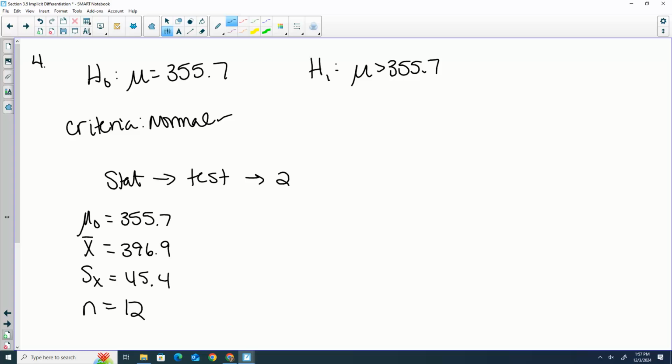Again, like on a test or quiz, this is easy work. You can show me just what you're typing in for each of those values, so if you do make a mistake, I can kind of find that. We are testing greater than.